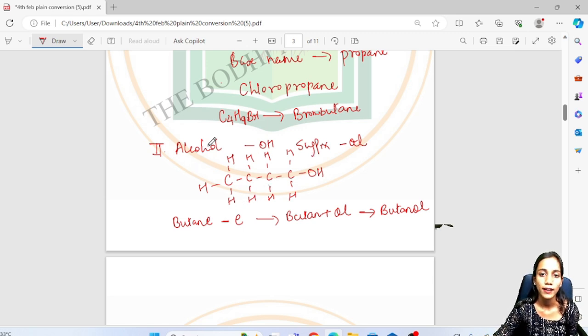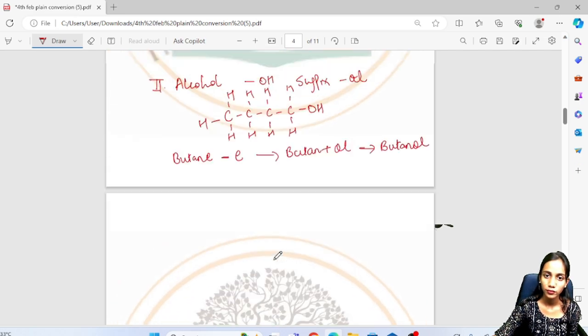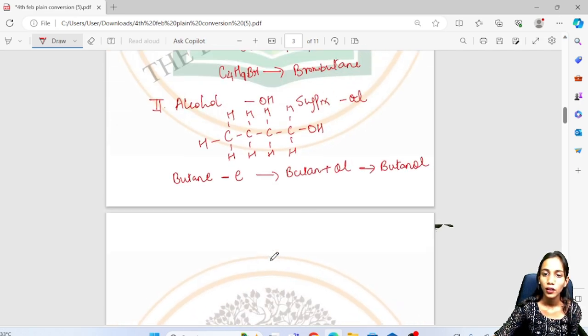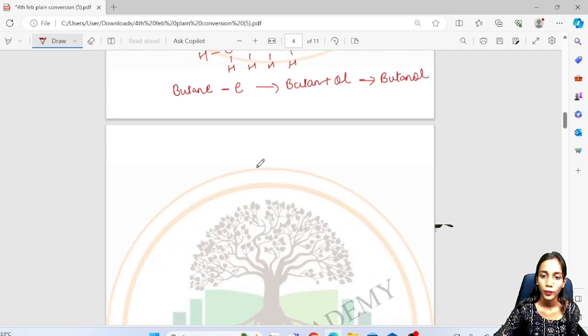So whenever you are writing an alcohol, it is OH, and whenever you are naming the compound, you have to remove the E from the base chain and add OL. It is butanol. So in case of alcohol, the suffix to be added is OL, after subtracting the E from butane.